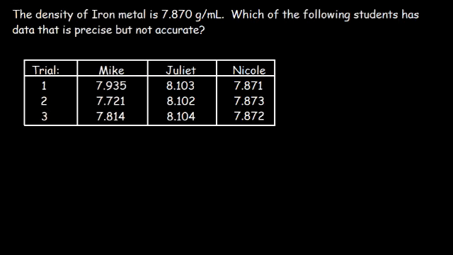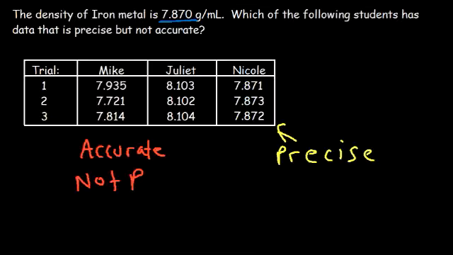So Mike, his data is accurate because it's close to 7.87, but it's not precise. His data doesn't agree with one another. Now, if you look at Nicole, her data is very precise. Each of her numbers agree with one another. 7.871, 7.873, 7.872, those numbers are very close to each other. So her experiment was precise. And it's also accurate because it's very close to the accepted value.